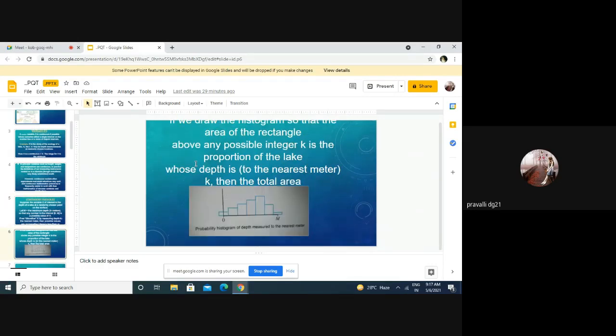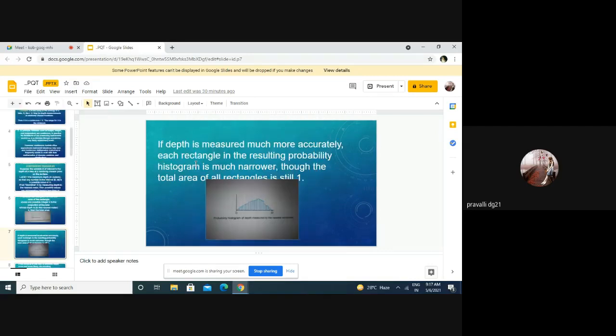If we draw the histogram so that the area of the rectangle above any possible integer k is the proportion of the lake whose depth is nearest meter k, then the total area is 1. We can see it here in the diagram. If depth is measured much more accurately, each rectangle in the resulting probability histogram is much narrower, though the total area of rectangles is still 1.